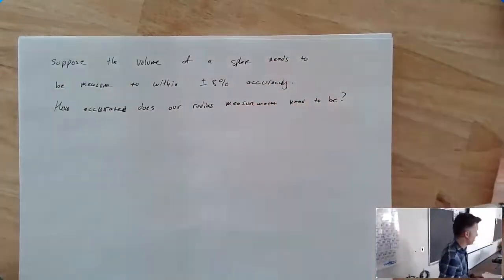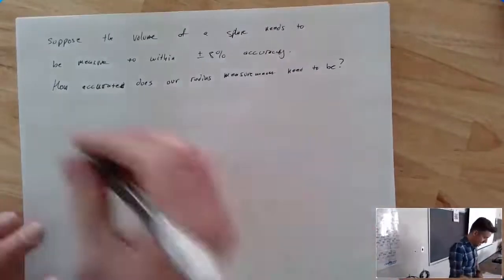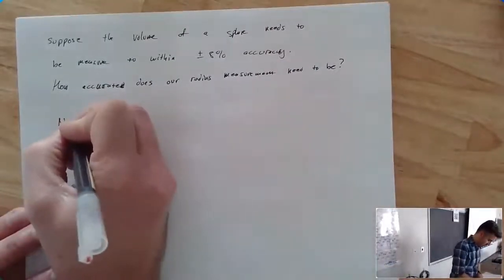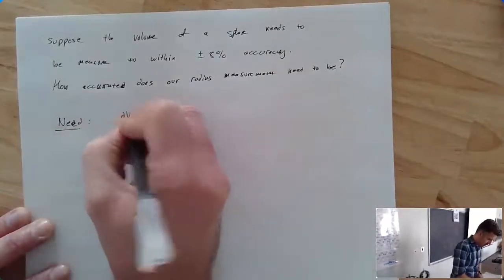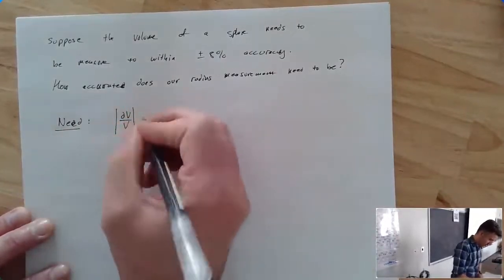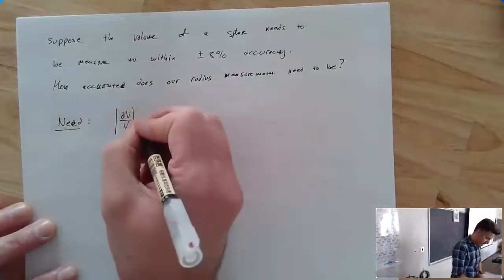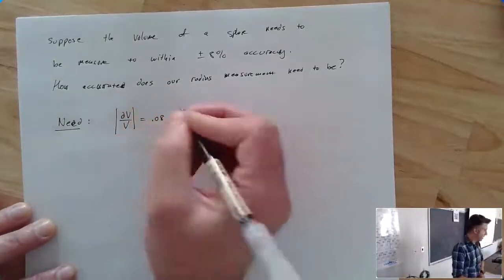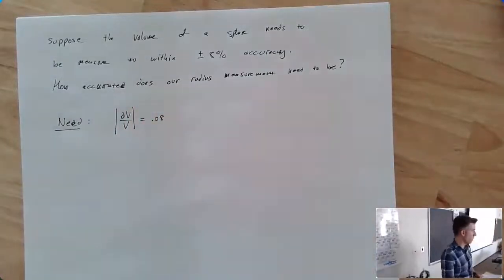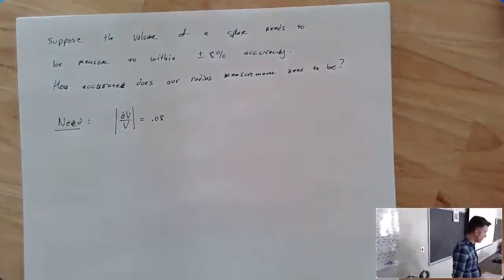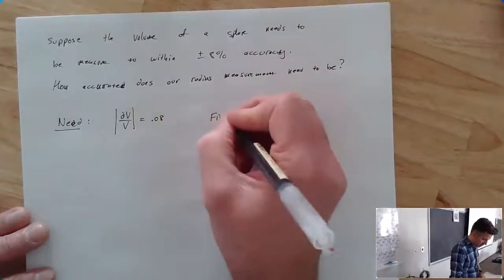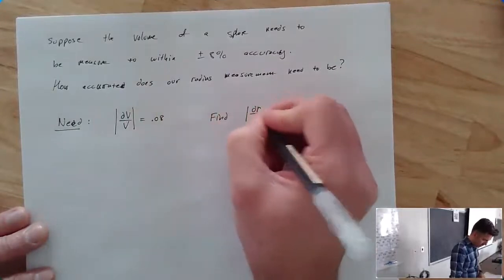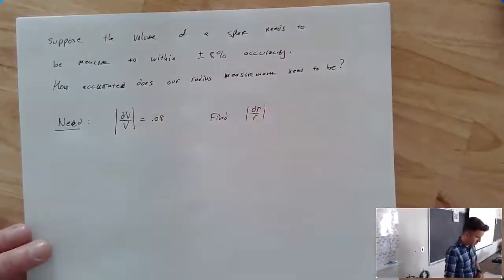So really, we're just going in the opposite direction. We need dV over V in absolute value to be equal to 0.08, even though it's really less than or equal to 0.08, because we want it to be up to a maximum of 8%. And so then we're going to figure out what dr over r is going to be in absolute value.